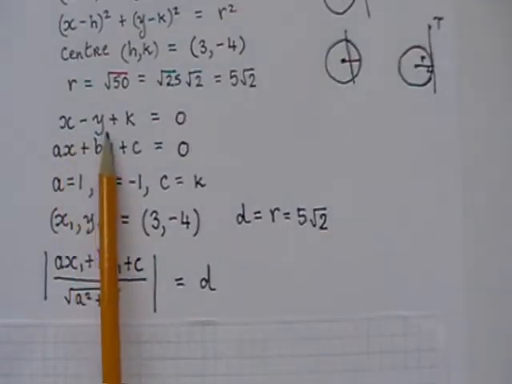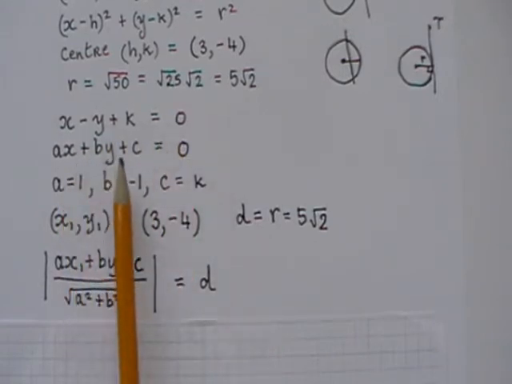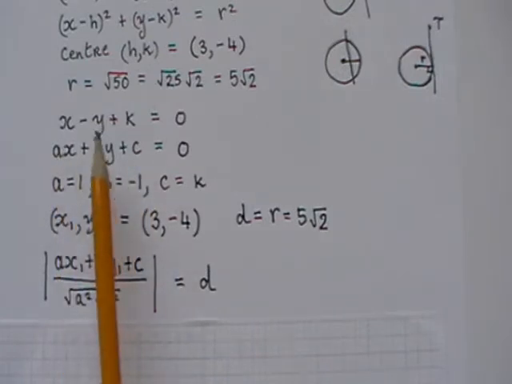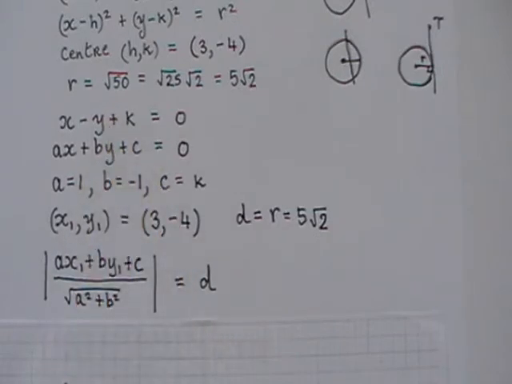Here's the equation of the tangent given in the question. x minus y plus k equals 0. Comparing it to the standard form of the line, we get a equals 1, b equals minus 1, and c equals k. Now the point for the centre is 3, minus 4. We worked that out earlier. So x1 equals 3, y1 equals minus 4. And this perpendicular distance from the centre to this tangent line must equal the radius 5 root 2.